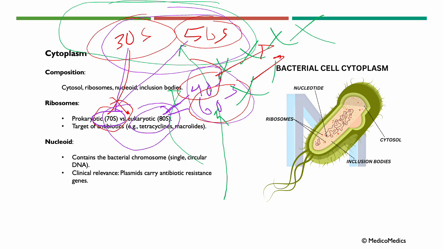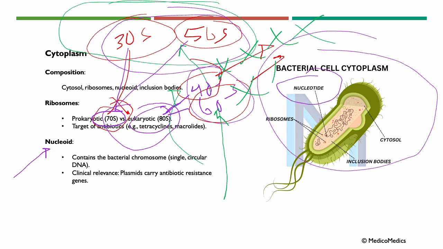Another thing worth mentioning then is the nucleoid, which is also present here. You can look at this illustration here in the cytoplasm, and it contains the bacterial chromosome, which is single and has a circular DNA structure. Why is it clinically relevant? Well, plasmids carry antibiotic-resistant genes. So that's something we need to keep in mind as we continue developing antibiotics, as ways to get around it.